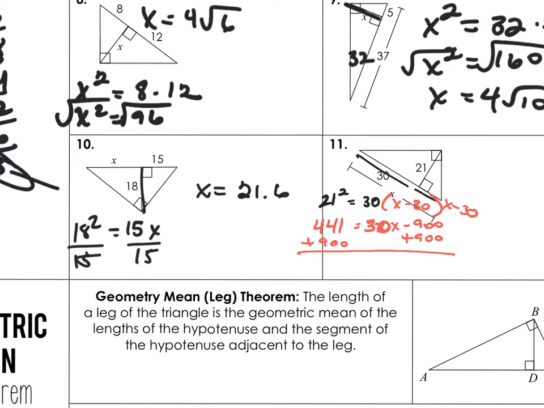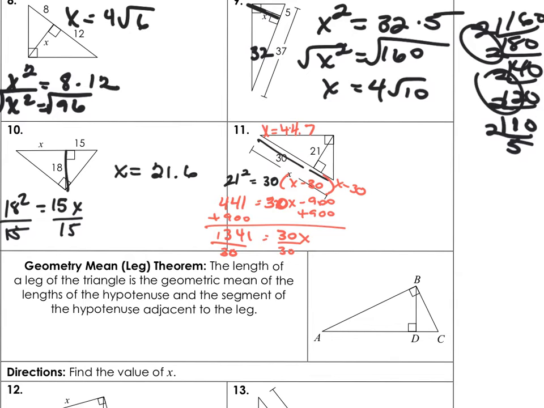I need a calculator. 900 plus 441 is 1,341, divided by 30. And you get 44.7. So x is 44.7.